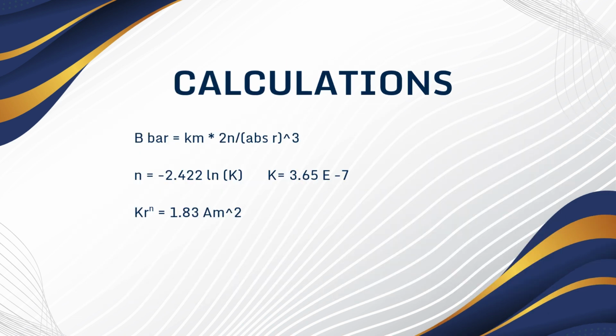And now onto the calculations. So I used the B-bar formula to find n. And that was negative 2.422 ln k, and then k was 3.65 e to the negative 7, and then kr to the n was 1.83.